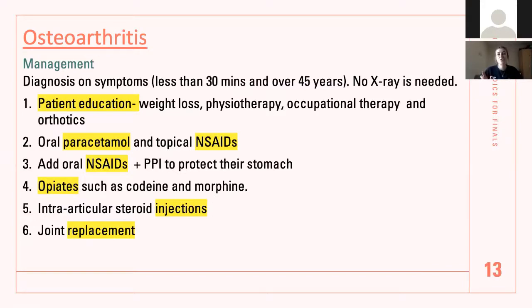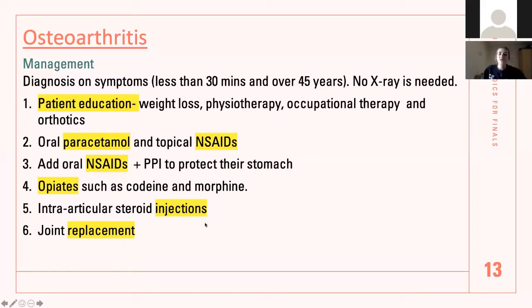You'd then do stepwise treatment, so you'd start with oral paracetamol and topical NSAIDs. You can then step it up to add oral NSAIDs, also prescribe a PPI with this to protect their stomach. You can then again step it up and prescribe opiates such as codeine and morphine, intra-articular steroid injection, and then you can go on to replace the joints.